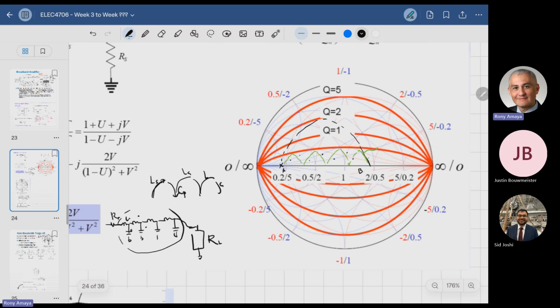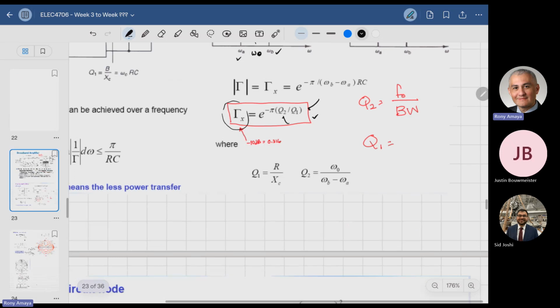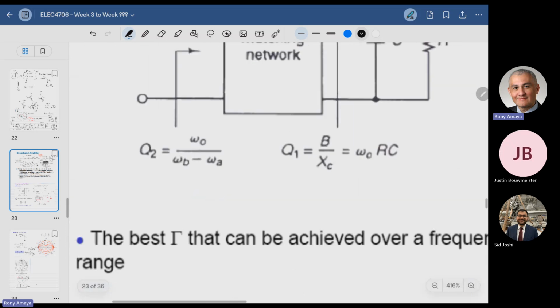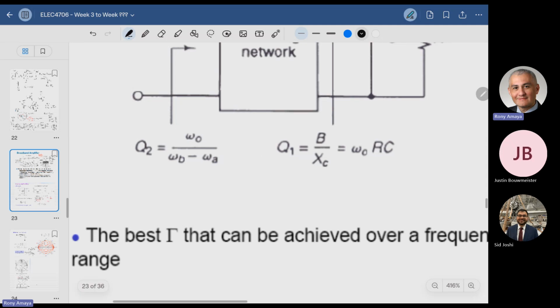And with that, in the Q2, and so in the Q1 value that I'm maintaining, that would actually ensure that I now can match over a larger bandwidth Q2. Because to maintain the same gamma, the Q1 halves, Q2 doubles, right? It's the ratio of Q2 over Q1. So if I reduce the Q1 by a factor of 2, my Q2 can be twice as big. And Q2 is omega over omega B minus omega A, right?